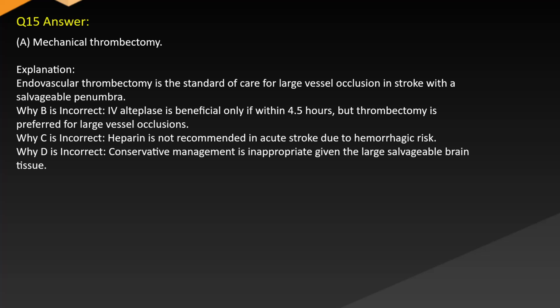Answer: A. Mechanical thrombectomy. Explanation: Endovascular thrombectomy is the standard of care for large vessel occlusion in stroke with a salvageable penumbra. B is incorrect. Alteplase is beneficial only if within 4.5 hours, but thrombectomy is preferred for large vessel occlusions. C is incorrect. Heparin is not recommended in acute stroke due to hemorrhagic risk. D is incorrect. Conservative management is inappropriate given the large salvageable brain tissue.